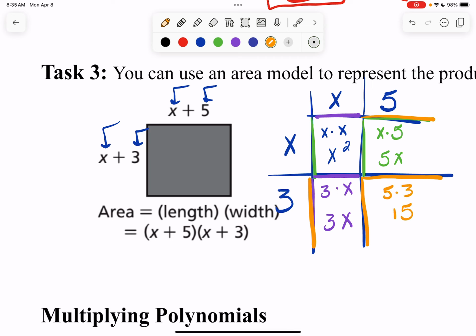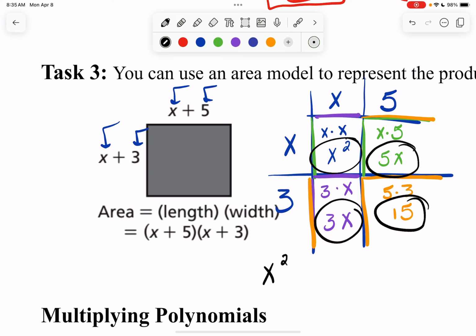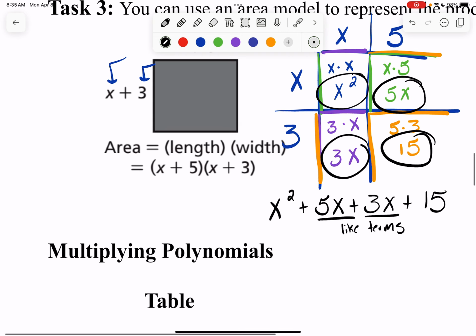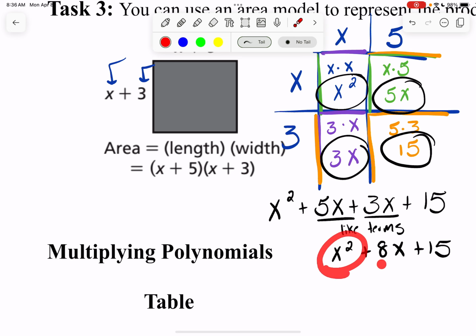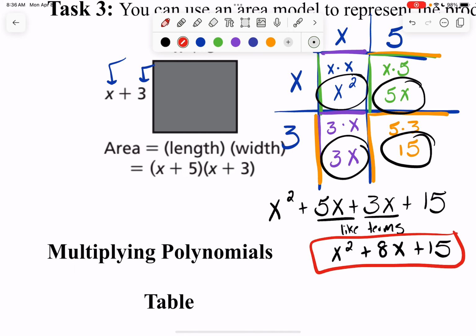So I now just need to take the area of each of these pieces and add them. So I would have x to the second plus 5x plus 3x plus 15. But these two are what we call like terms. They're both x's. If I have 5x's plus 3 more x's, I have 8x's. So I end up with x to the second plus 8x plus 15. Double check, is it in standard form? There's x to the second, x to the first, and no constant issue. Yep, so there we are in standard form. So there is my solution.